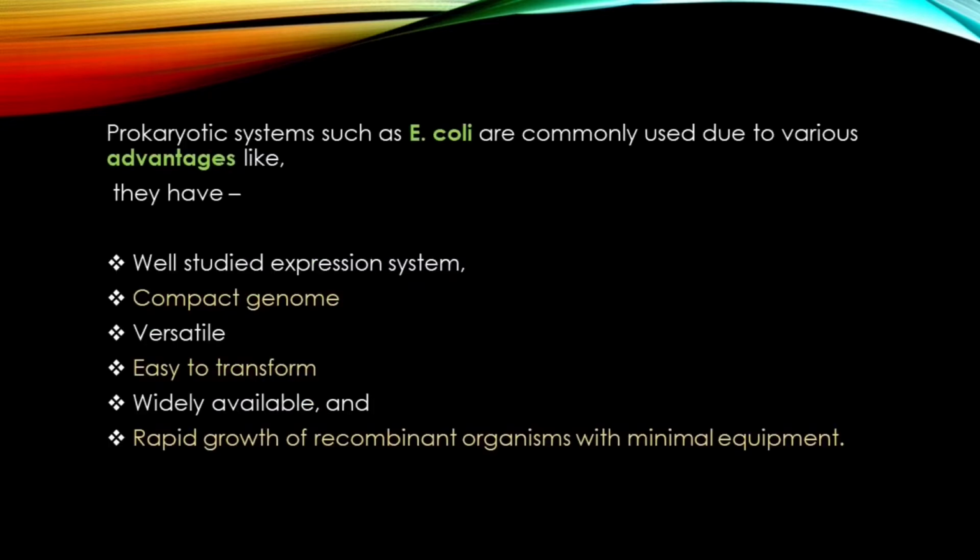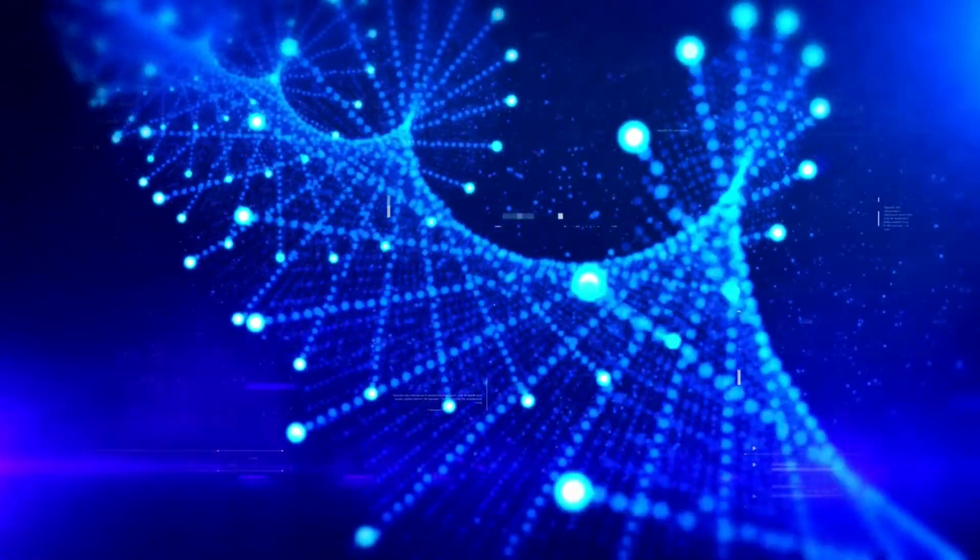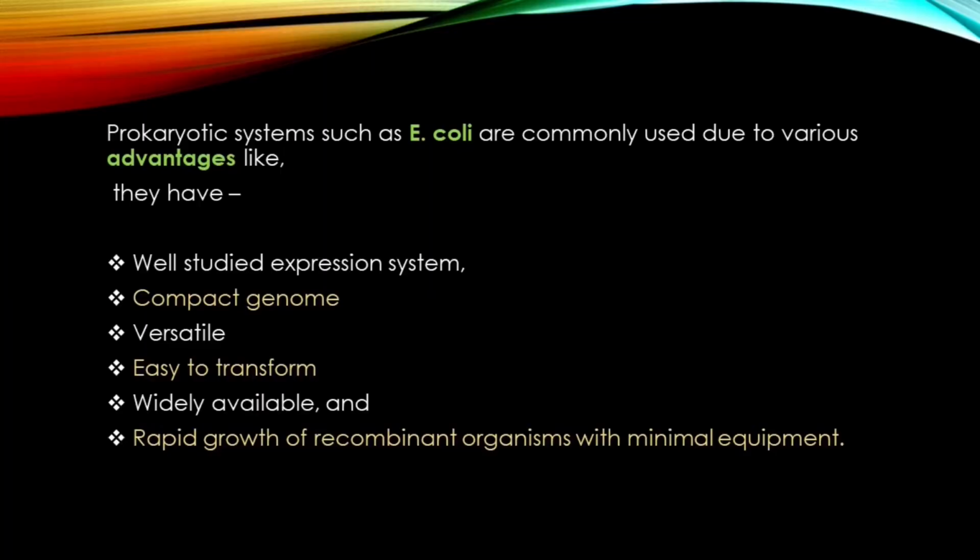Then prokaryotic systems such as Escherichia coli are commonly used due to various advantages, like they have a compact genome and are easy to transform, and they are a well-studied expression system, and they are versatile also, and they are widely available, with rapid growth of the recombinant organisms with minimal equipment. So these are the advantages of the prokaryotic system.